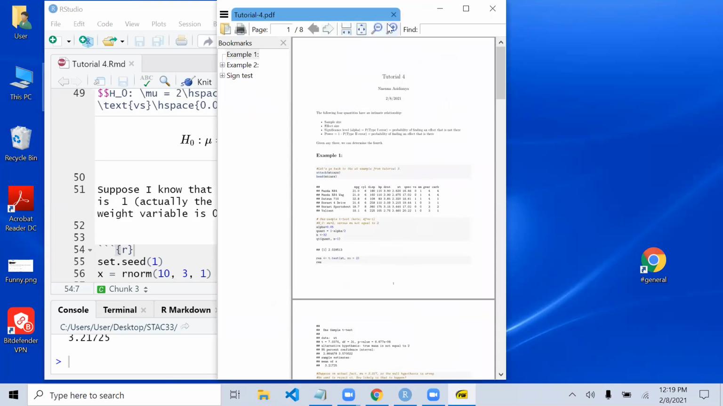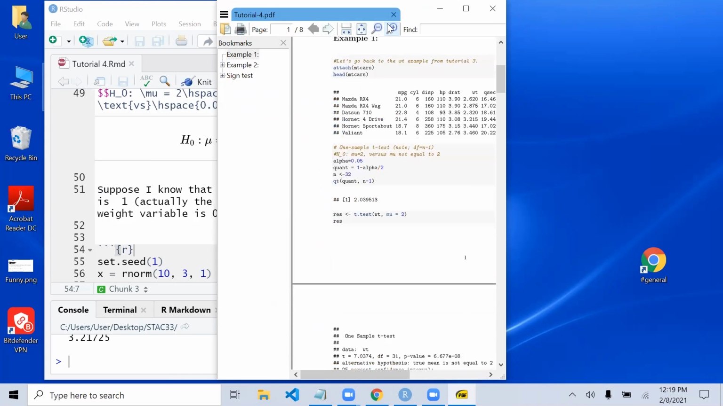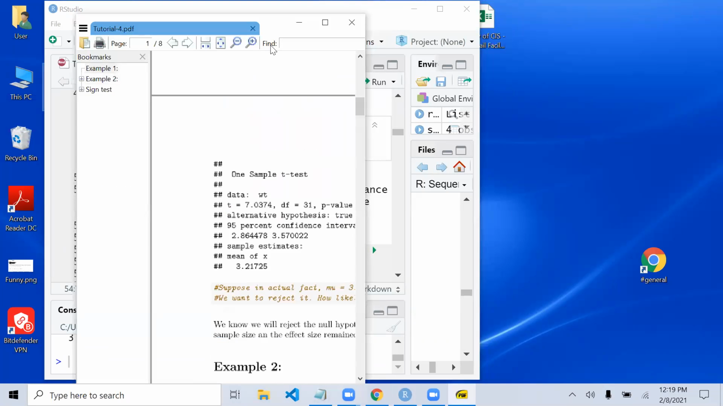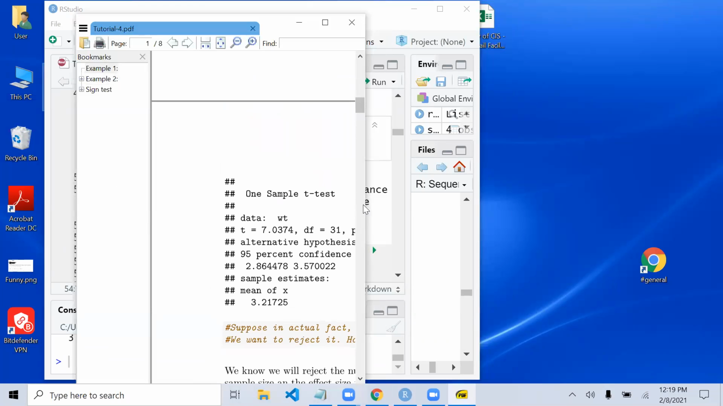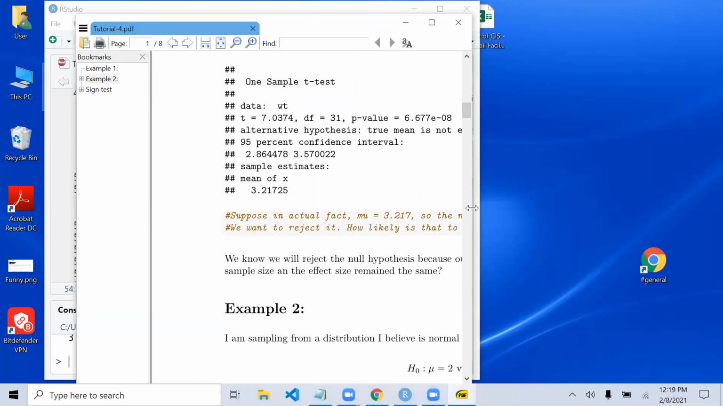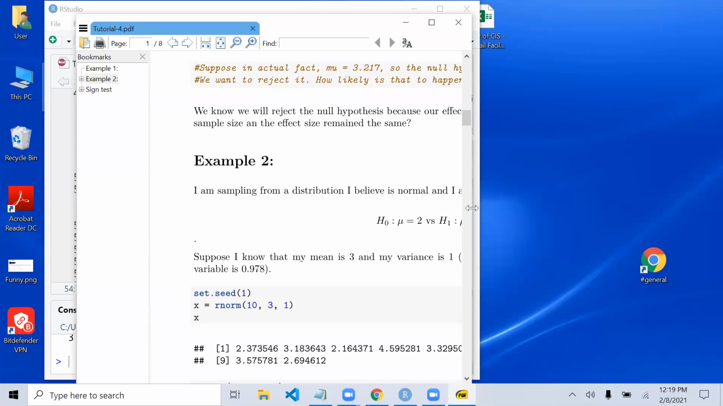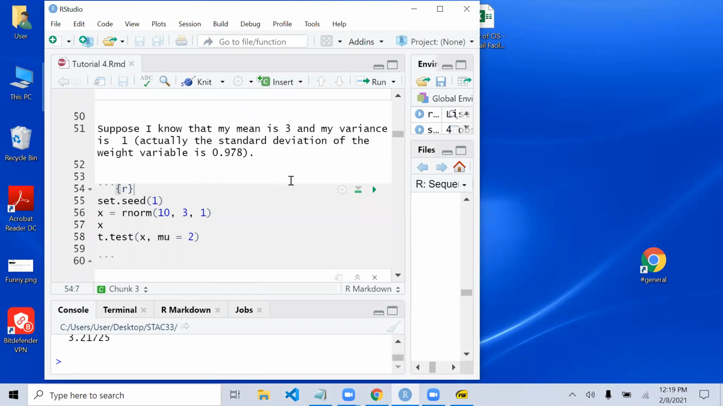There you go. So notice that when I look at my document, what I actually see is this very beautiful PDF, right? This is my test. I want to know if the mean is different from 2. Now, full disclaimer here, I know I'm sampling from a distribution that is not mean 2. I know for a fact the true mean is 3 because I sampled in that way. So I'm sampling from a distribution that is truly not mean 2.